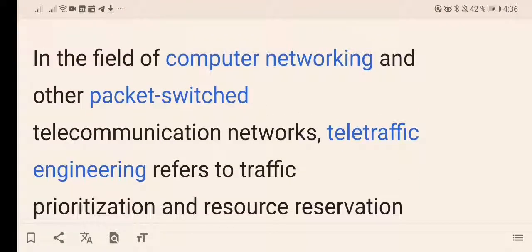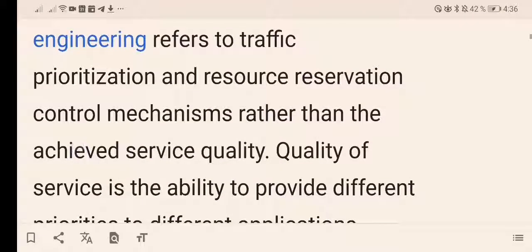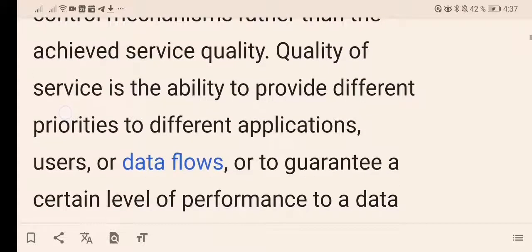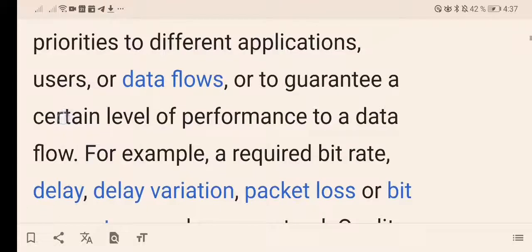All right, so in the field of computer networking and telecommunication networks, teletraffic engineering refers to traffic prioritization and resource reservation control mechanisms rather than the achieved service quality. That's just the technical perspective. Quality of service is the ability to provide different priorities to different applications and users, because you can apply quality of service based on users. How is that?